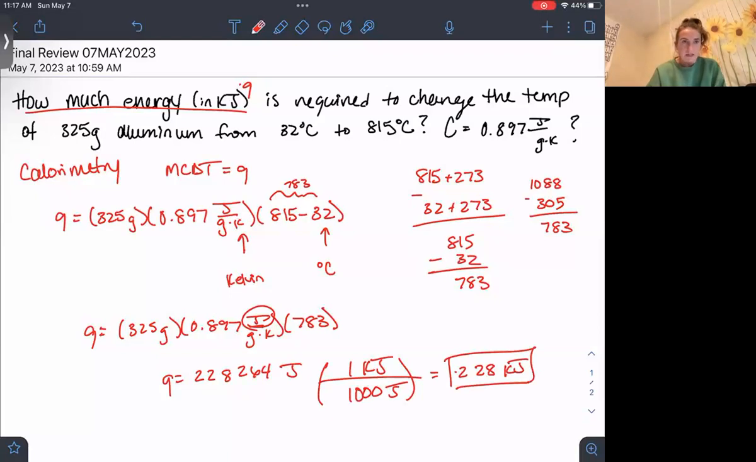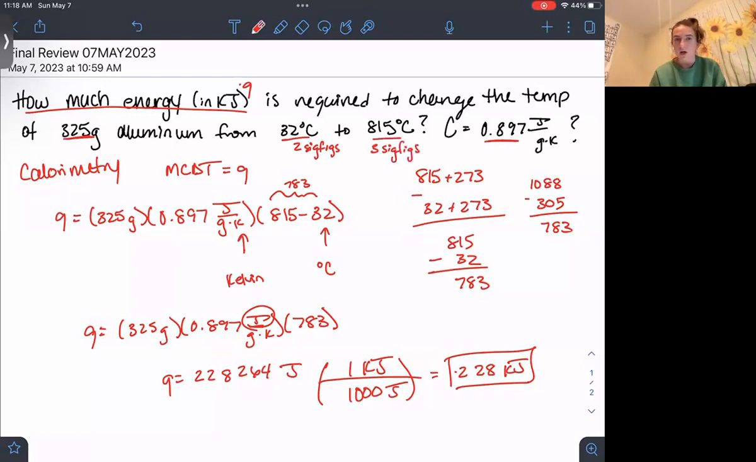I would keep it to 3 sig figs since our mass is in 3 sig figs and our specific heat is in 3 sig figs. If you change it to Kelvin, you would have, yeah. So in 325, we have 3 sig figs because we have all non-zero numbers. We have 3 sig figs in 0.897 because after the decimal point, we go until we see the first non-zero, which is going to be 8. So all of those are significant. If we're just looking at 32, this would have 2 sig figs, and this would have 3 sig figs.